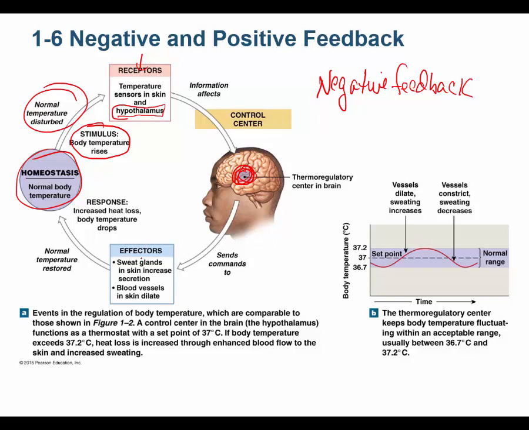So my effectors are sweating and dilating blood vessels in my skin to get rid of heat. What does that do? That brings me back to normal. Alright, so that's negative feedback. The typical way I maintain homeostasis is by negative feedback.